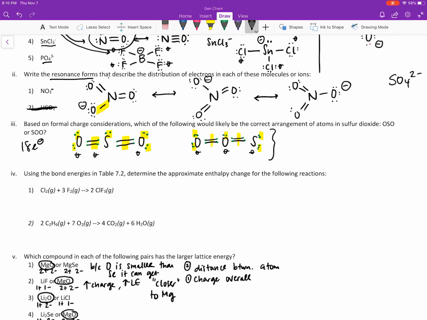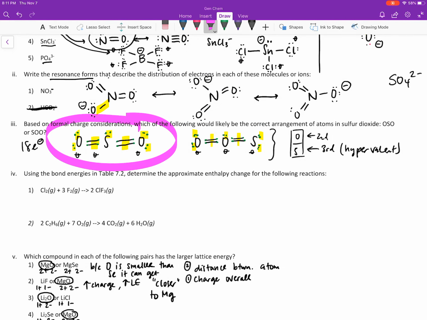The difference, though, is if we think about the periodic table, oxygen is a second row element and sulfur is a third row element, and only third row and lower tend to be hypervalent, which means that the correct structure is going to be with sulfur at the center and oxygens on the peripheral.